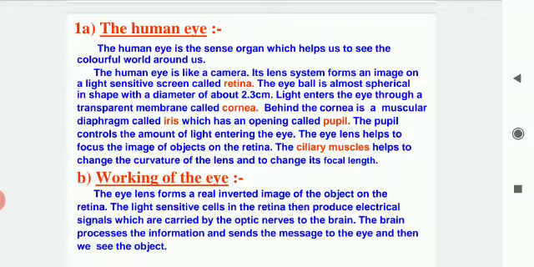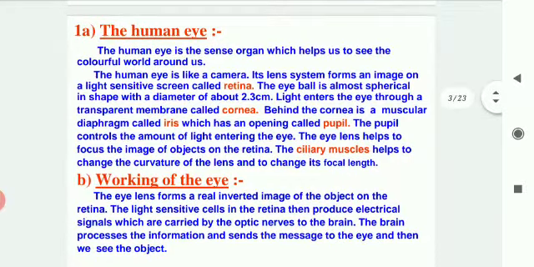The eyeball is almost spherical in shape with a diameter of about 2.3 centimeter. Light enters the eye through a transparent membrane called cornea. Behind the cornea is a muscular diaphragm called iris, which has an opening called pupil. The pupil controls the amount of light entering the eye.